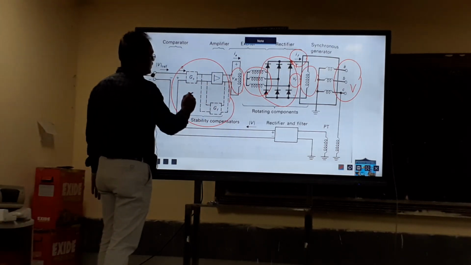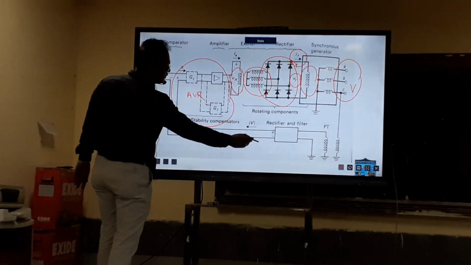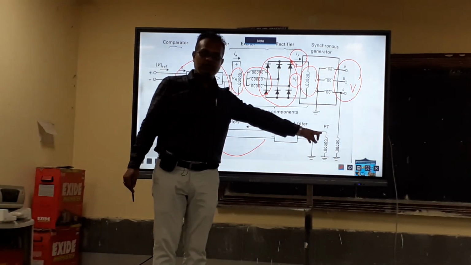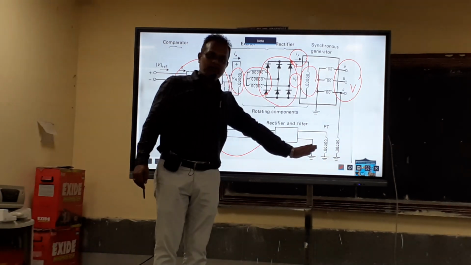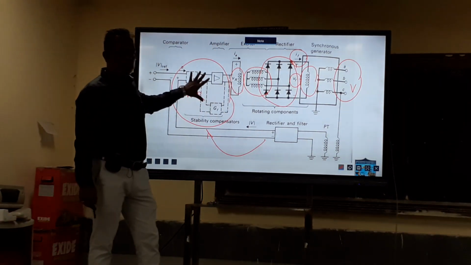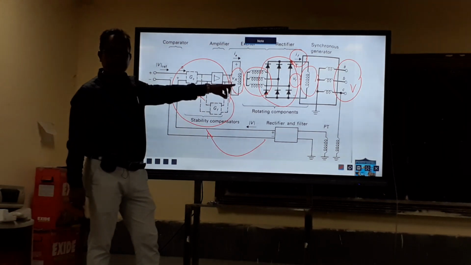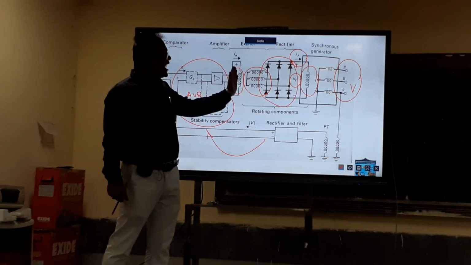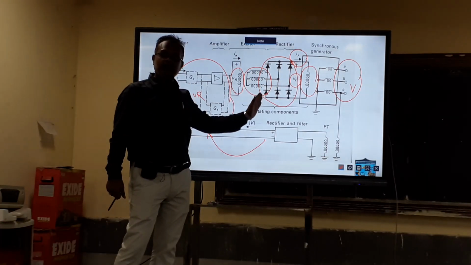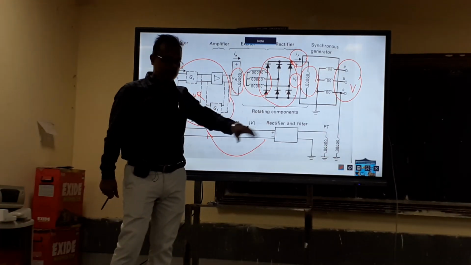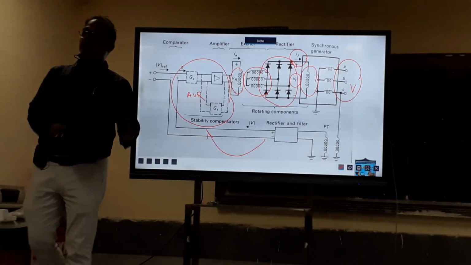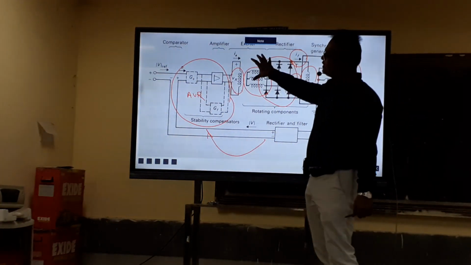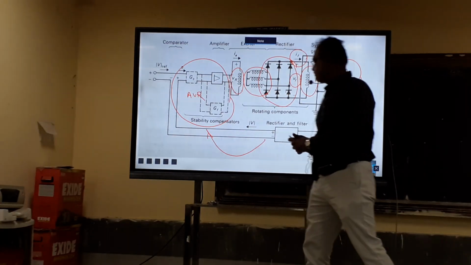This is the AVR, Automatic Voltage Regulator, which is fed from this output signal by means of a potential transformer. Depending on the voltage here, this control system provides a signal to the excitation of the exciter, the small capacity alternator, which either increases or decreases the field. Okay, that's it. So in order to model this control system, you need to model the alternator, the exciter, and the AVR. Right?